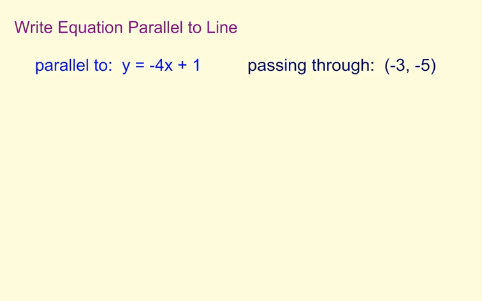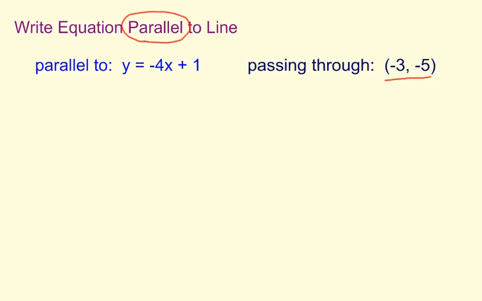So we want to write an equation that's parallel to a line that they gave us. Keywords to look for on this are the word parallel. So we have to know what to look for with parallel lines. And then our line is going to pass through this point, (-3, -5). So we want to be parallel to y equals -4x plus 1.